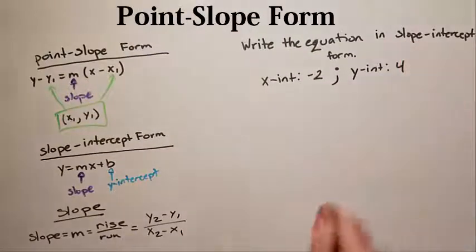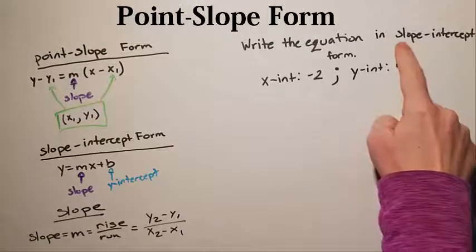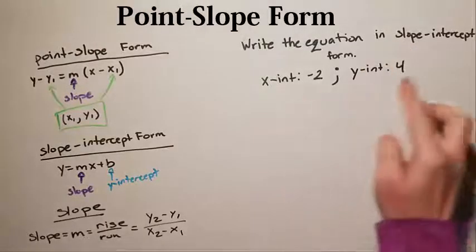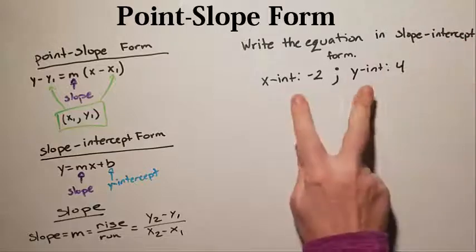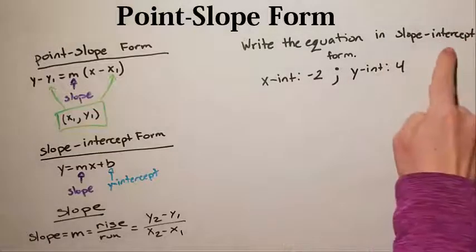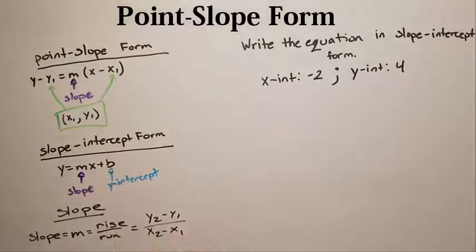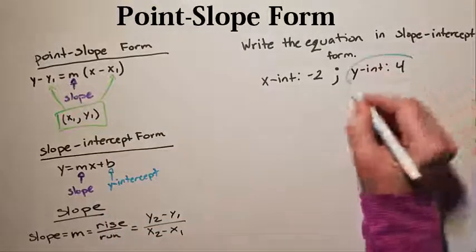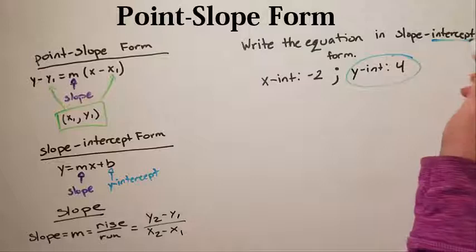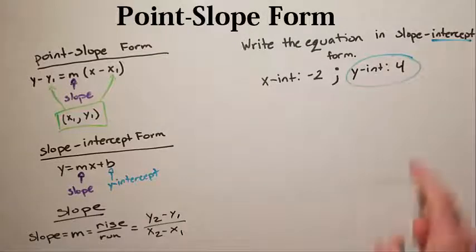So they want us to write this in slope-intercept form. Do we have a slope? We don't. Do we have an intercept? We do. We actually have 2 intercepts. Which is the intercept that we need? So slope-intercept form says we need the y-intercept. So we have our y-intercept. We just need a slope.